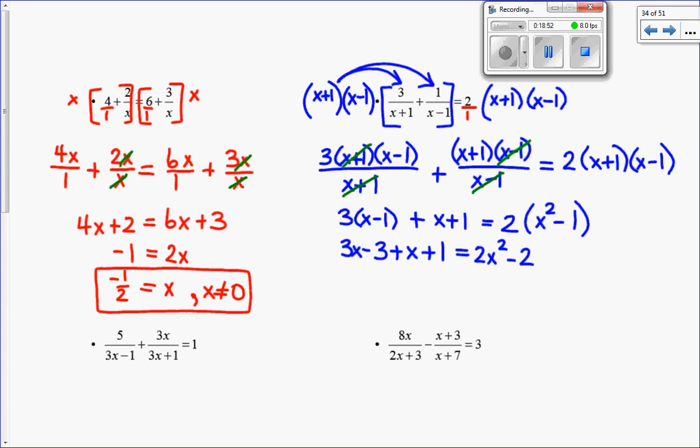Now I'm going to collect like terms. I've got 3x plus x, that's 4x. Negative 3 plus 1 is negative 2 on this side, equals 2x squared minus 2.